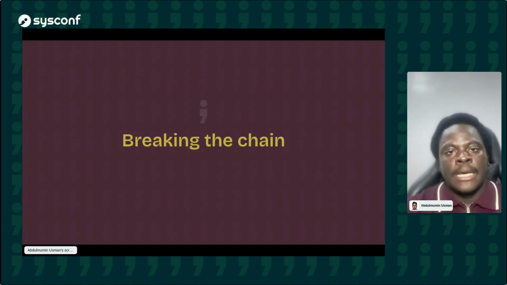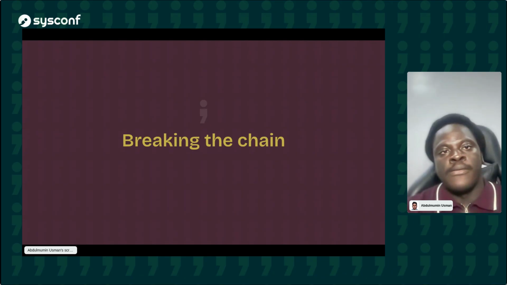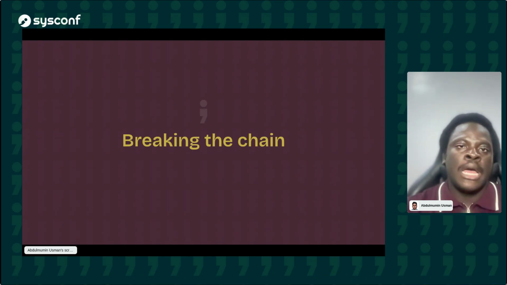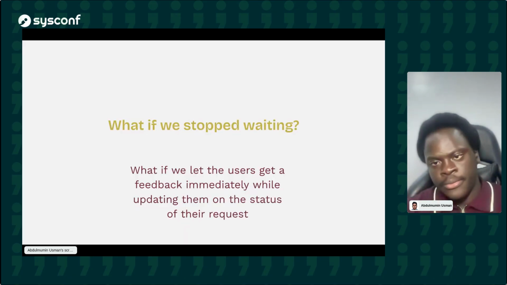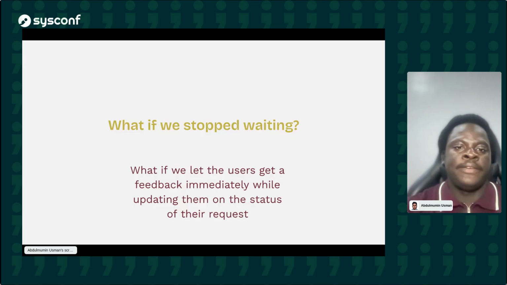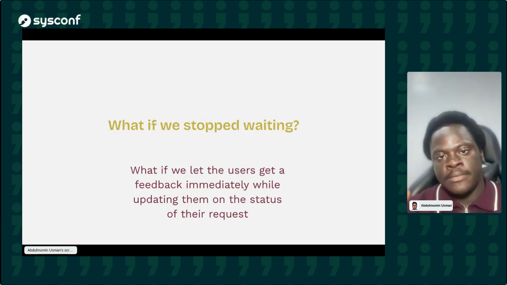So that's the chain of requests. So how about we just break this chain? Do we have to wait for everything? What if we stopped waiting? What if we just let the users get feedback immediately while we update them on the status of their request?